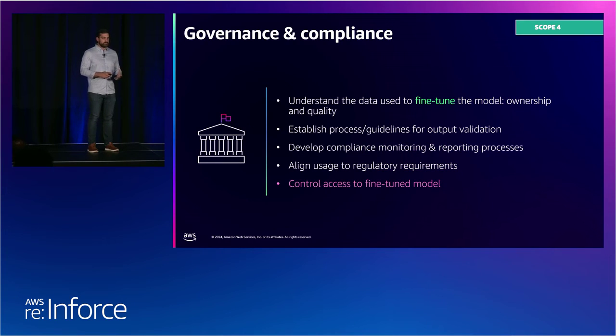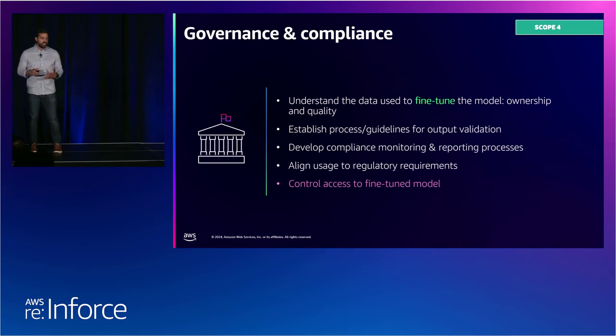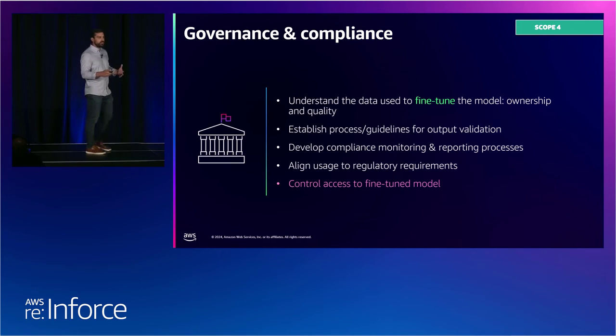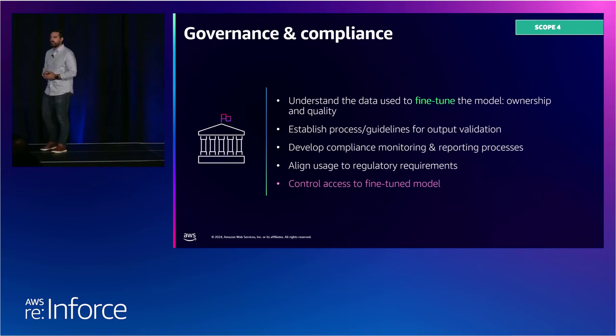When it comes to governance and compliance, the primary focus with Scope 4 is controlling access to the fine-tuned model. Now, it's critical to understand that the data that was leveraged in fine-tuning that particular model now inherits the classification of the model itself, or vice versa. So essentially, there is no way to filter data coming out of a model. So if you train a model on sensitive or confidential company information, that model now becomes confidential as well. So you'll want to control access to that model in the same way.